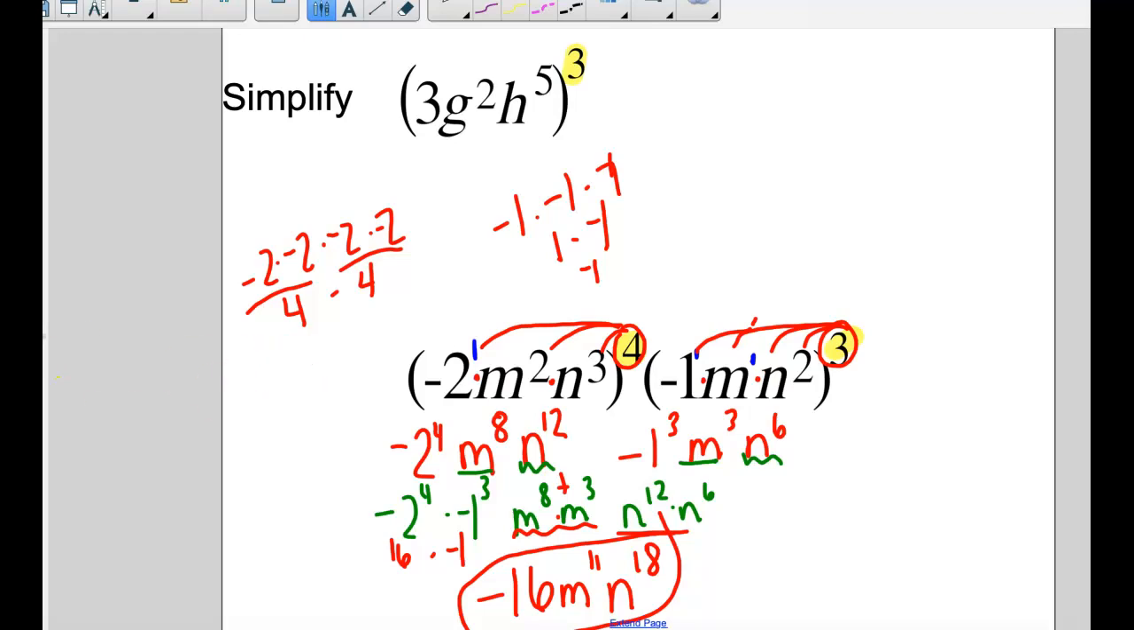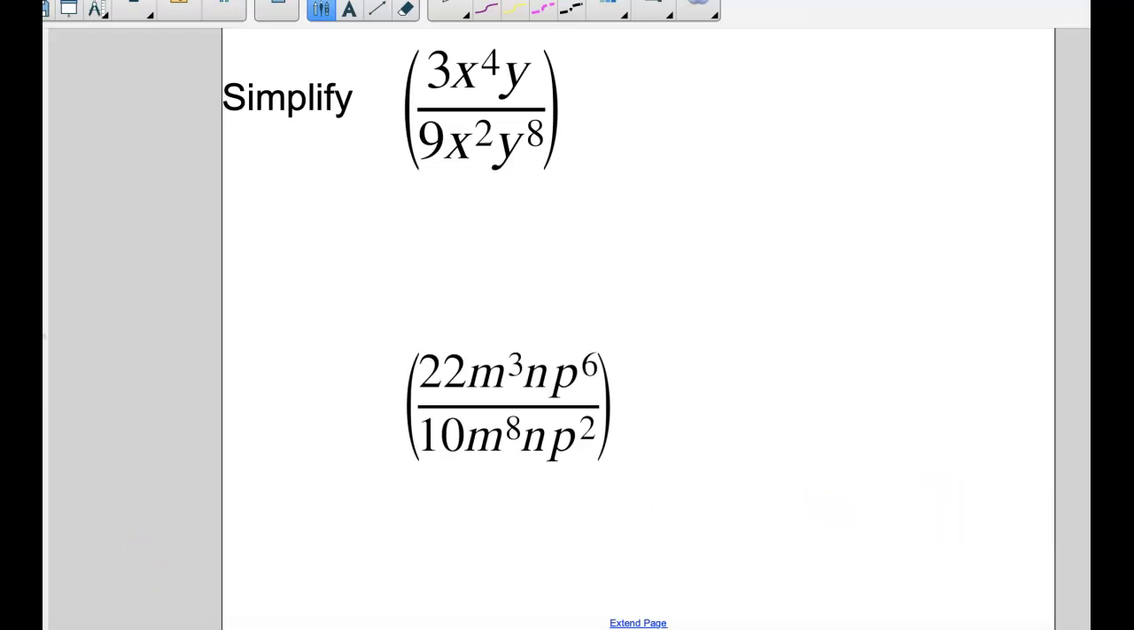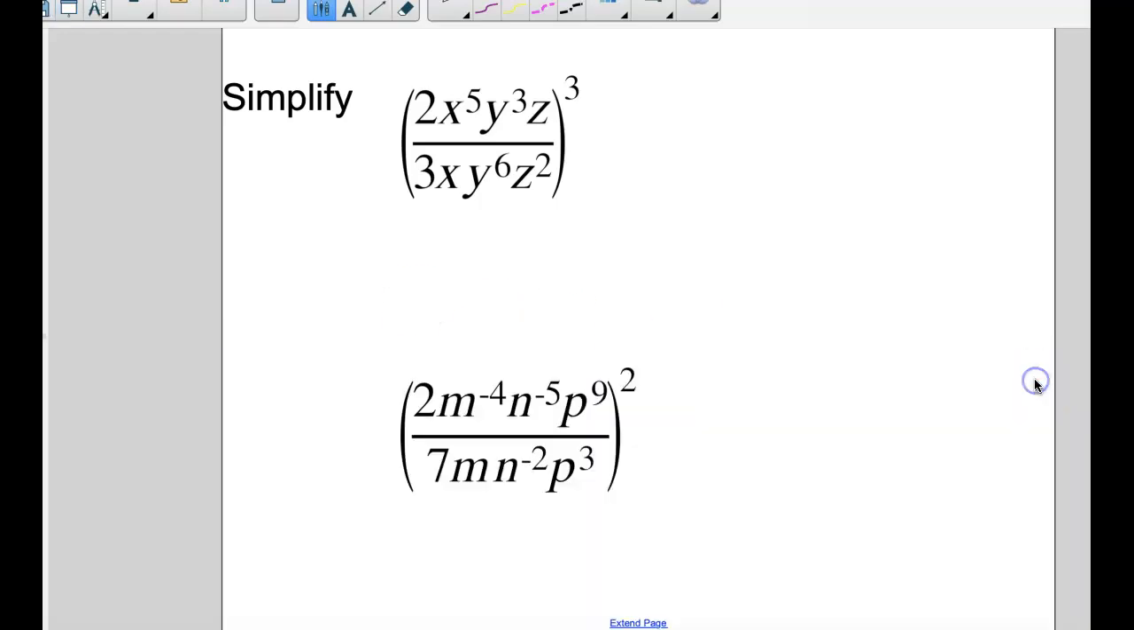And then we started in on all of the division property stuff, right? Division property is the opposite of multiplication property. Make sure you subtract those exponents. I'm actually going to do this problem down here on the bottom as a reminder on this one.